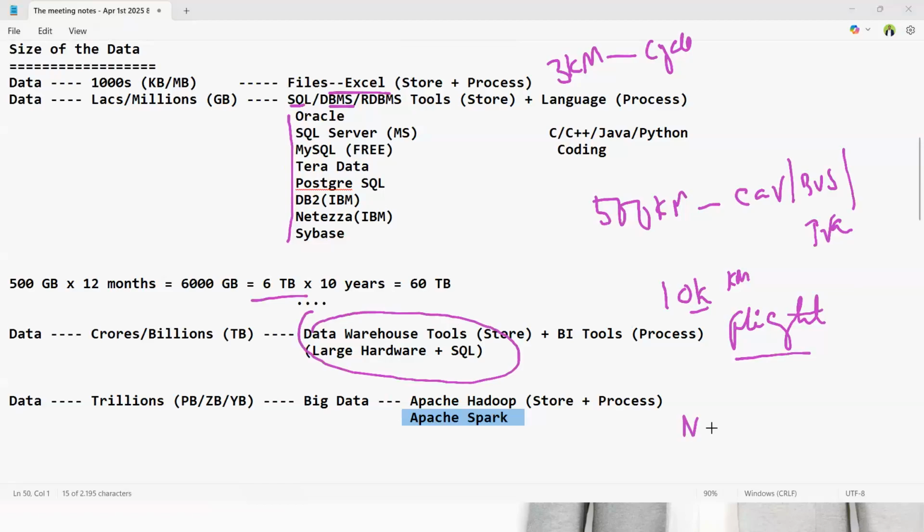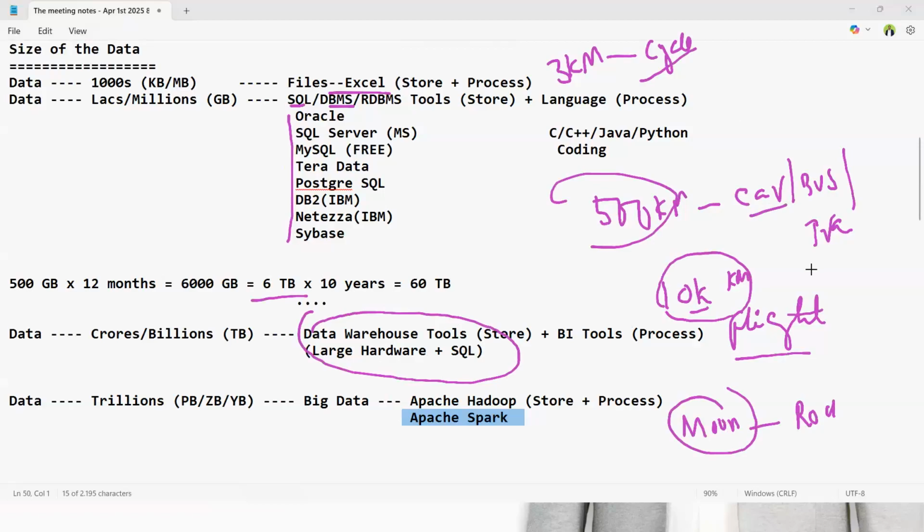Now I wanted to go to the moon or Mars. Can I go by a flight? You need to use a rocket. Clear? Depending upon the distance, you're going to be changing the tool: cycle, car, or the bus, or the flight, or the rocket. Like that, small data, Excel, RDBMS, or data warehousing, or Apache Spark, or Hadoop. Depending upon the size, the companies are going to be using cycles, cars, bus, flight, and a rocket. Clear? Like that, depending upon the data.